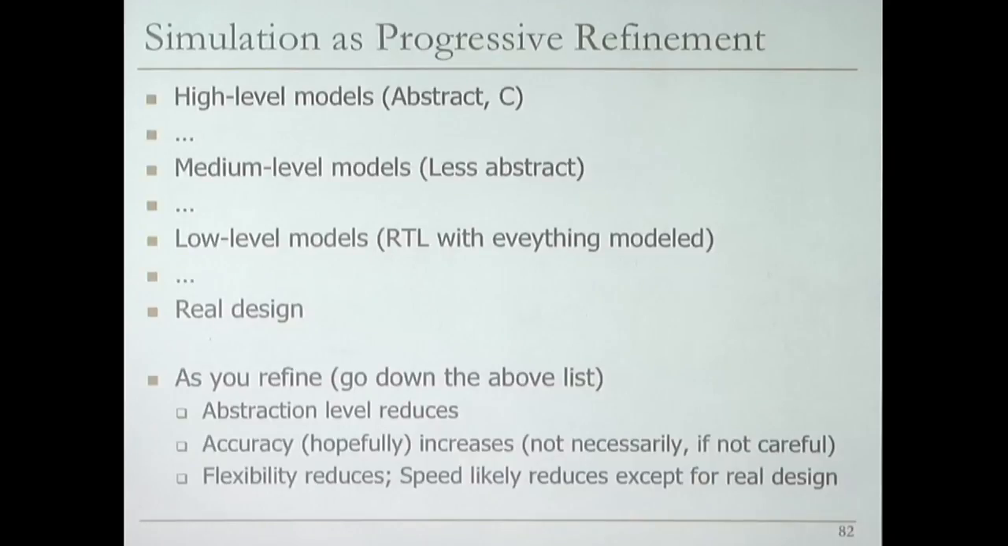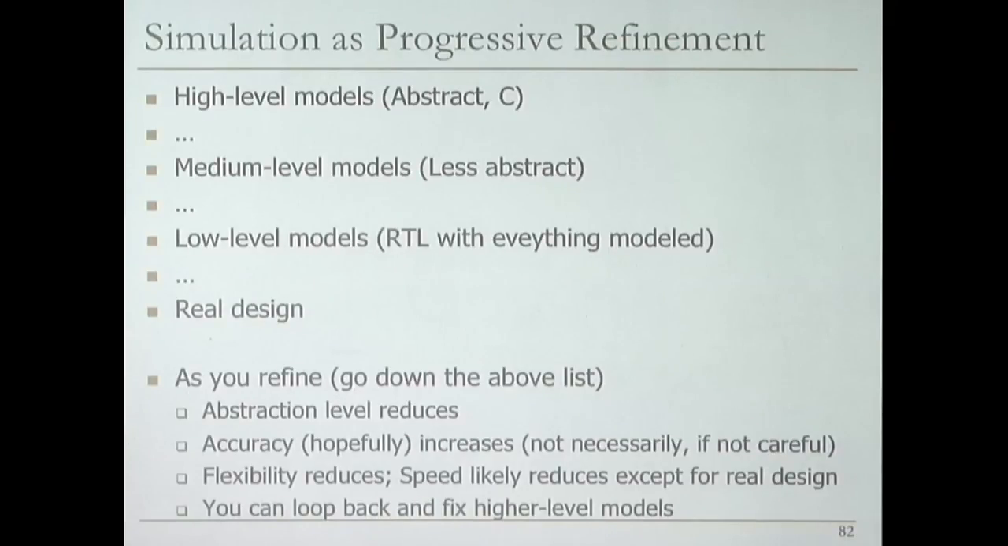And your flexibility reduces. Clearly, in a real design, you're not as flexible anymore. And your speed likely reduces, except for the real design. Real design is really fast in executing the workloads. But the RTL-level model is really, really slow in executing the workloads, right? Whereas a high-level model is also really fast in executing the workloads. And of course, you can loop back and fix higher-level models.